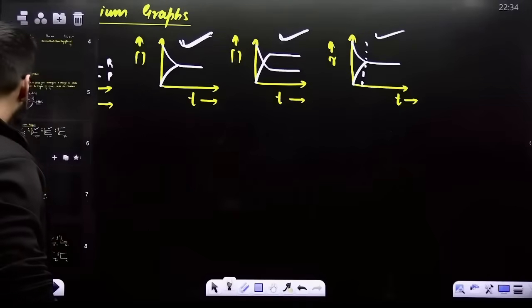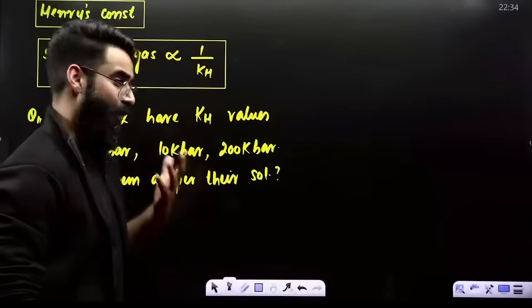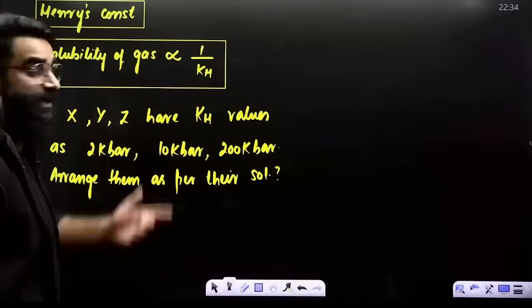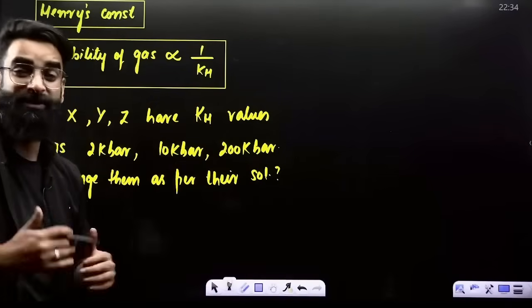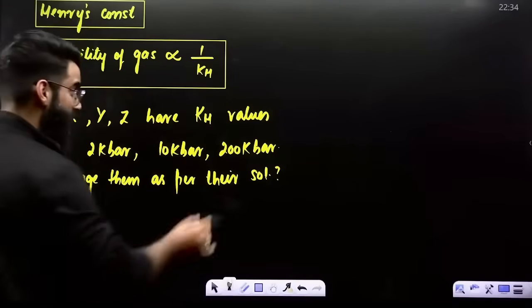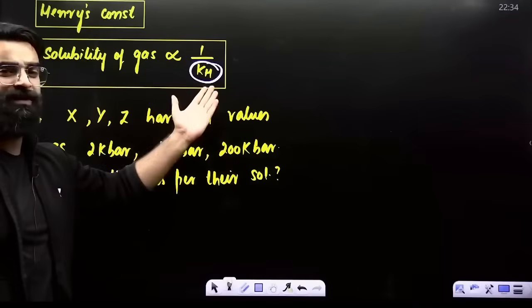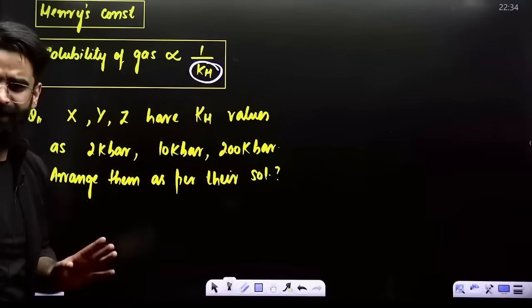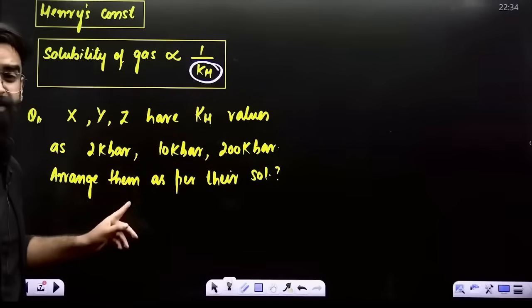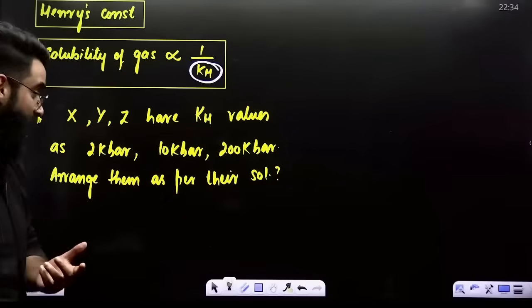Okay. A question has again been asked from Henry's constant as well. A question will be asked, what will be the solubility of the gas? Arrange the following gases on the basis of their solubility. Remember one simple thing, the solubility of the gas in the liquid is inversely proportional to Henry's constant. The more the Henry's constant of the gas, the lesser is going to be the solubility of the gas. Already one question has been asked from this topic. Again, there are high chances that a question might be asked from this particular topic again.